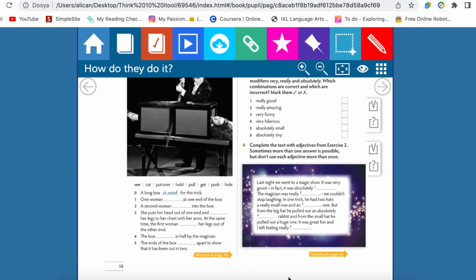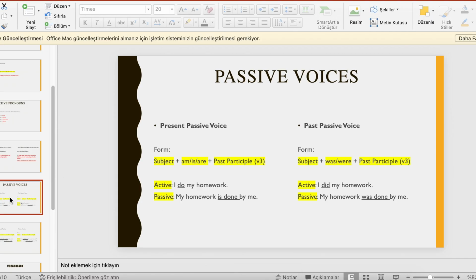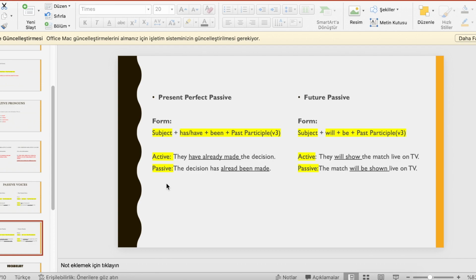Okay. Here it says present perfect passive and future passive. We form present perfect passive with subject, has, have, plus been, plus past participle. As an example, we say they have already made the decision. We just change it: the decision has already been made. For future passive, we form it with subject plus will plus be plus past participle, verb 3. For the active one, they will show the match live on TV. The passive is the match will be shown live on TV.